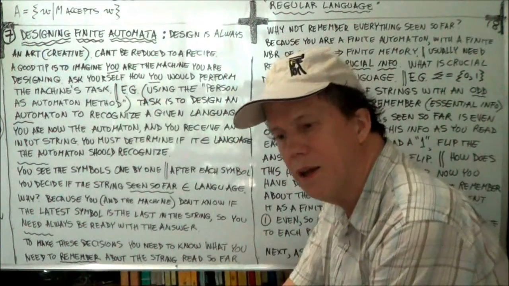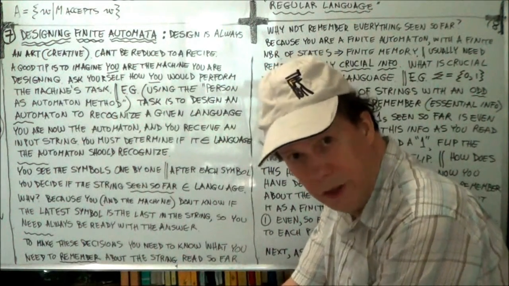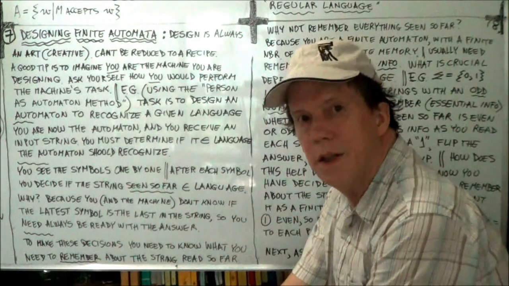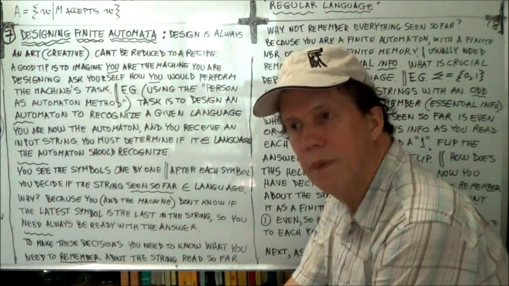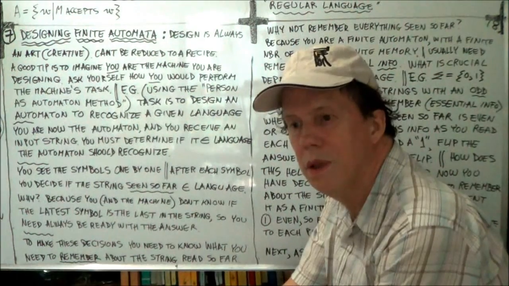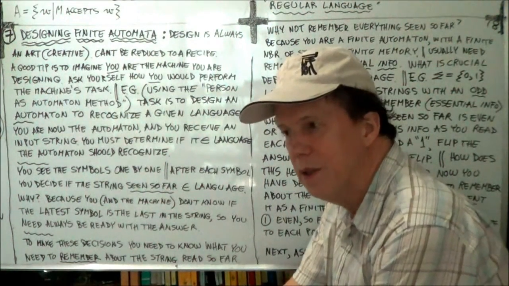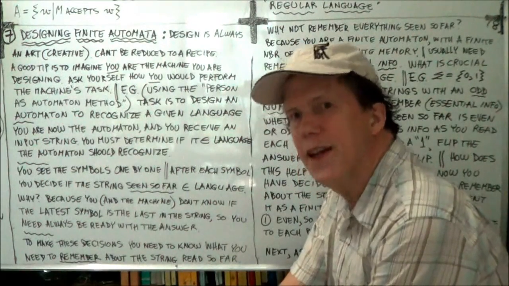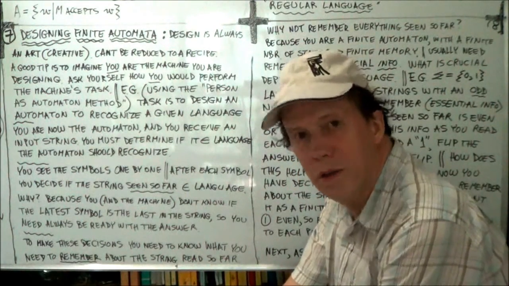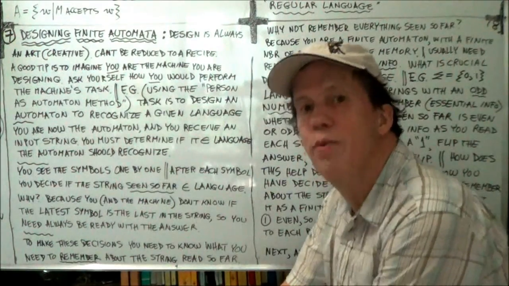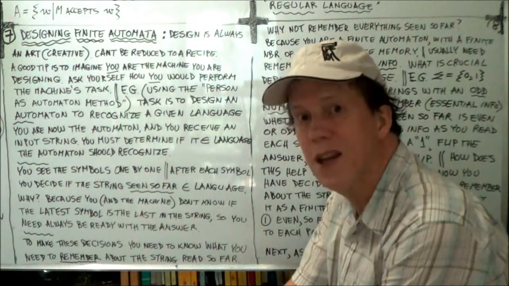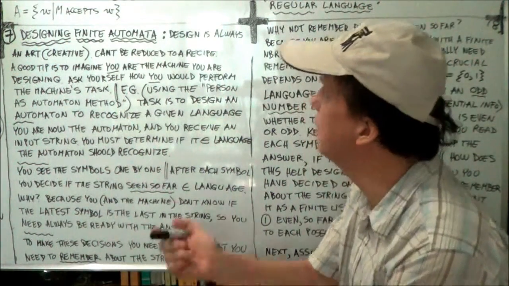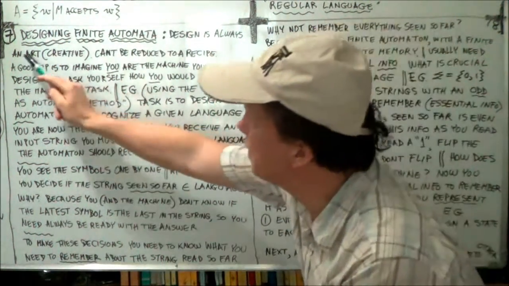When you analyze an automaton, you're given it. You're given either a state transition diagram, and or a formal definition with a 5-tuple. But actually designing an automaton, that's much more open-ended. Right? That's a creative process. Designing anything, design is always an art, right?